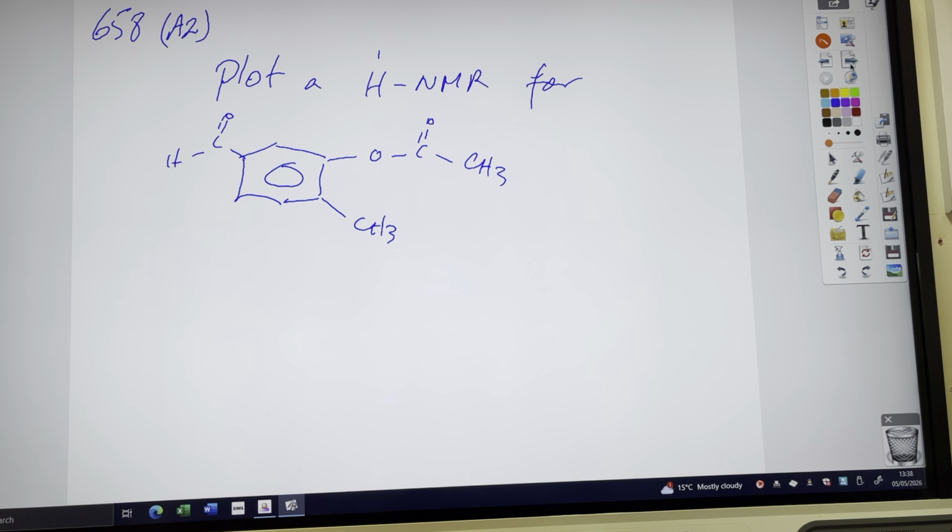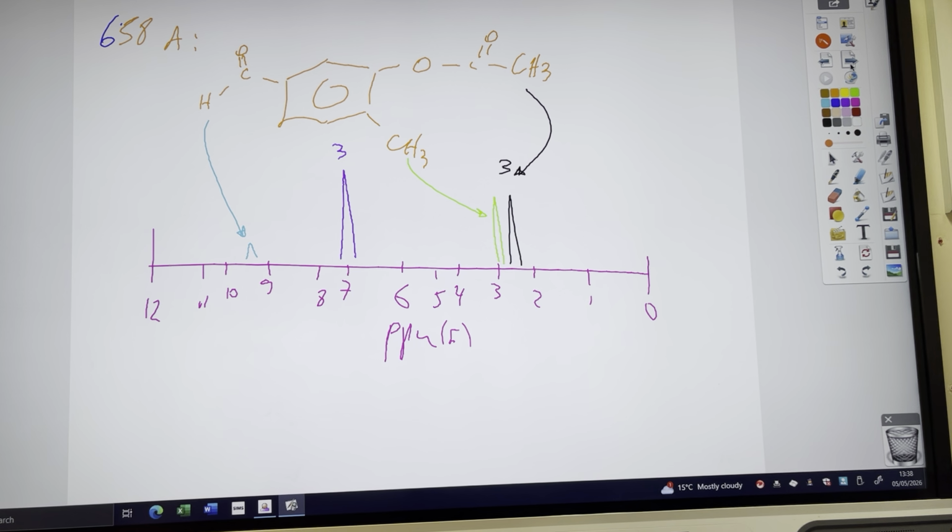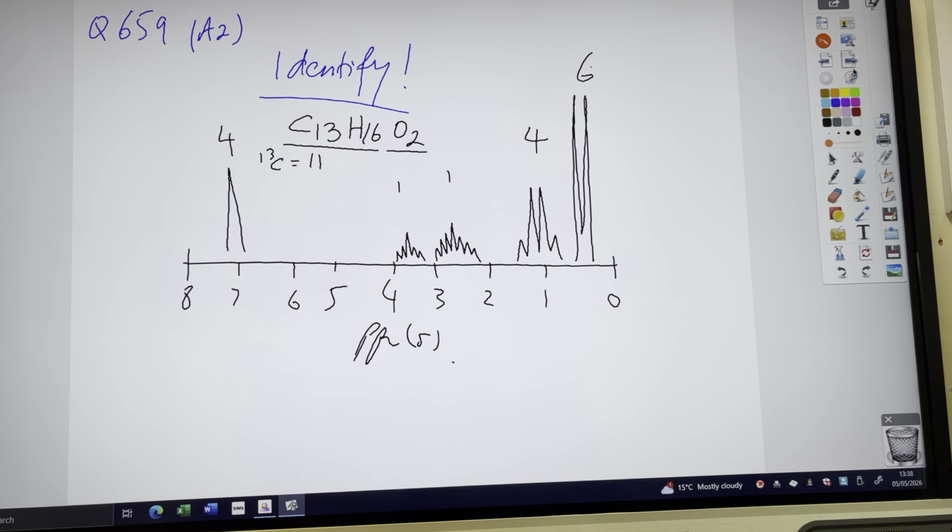This is good practice, but it is very unlikely that they will give you something like this to do. Usually they give you the spectrograph and then you have to identify. But then this is also the other way around.